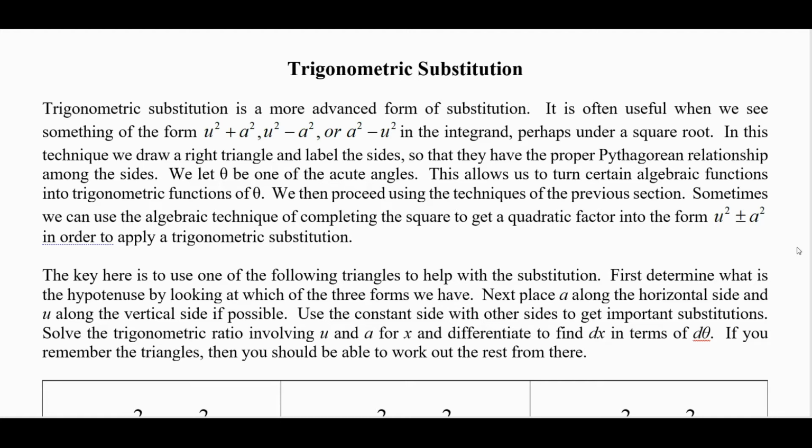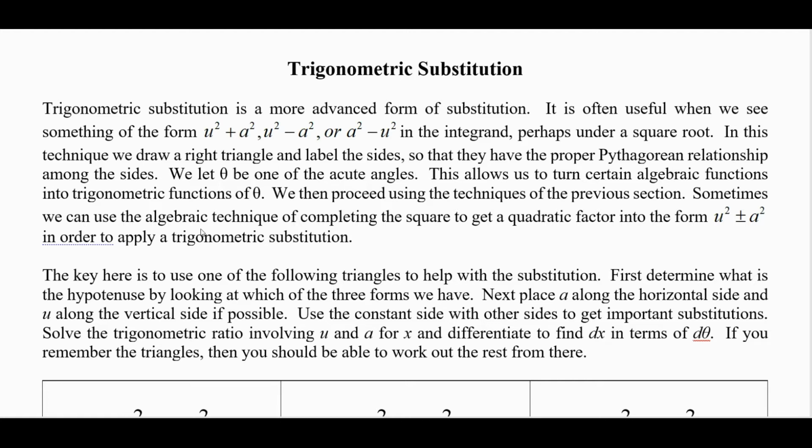In this technique, what we do is draw a right triangle and label the sides so that they have the proper Pythagorean relationship among the sides, so that whichever one of these you have is going to be one of the sides. We let theta be one of the acute angles, and this allows us to turn certain algebraic functions into trigonometric functions of theta.